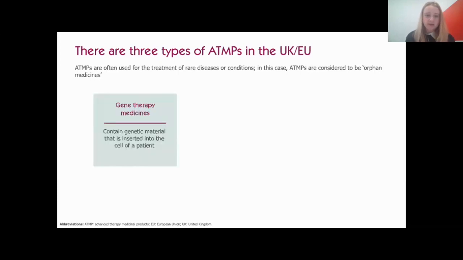process. So the first is gene therapy medicines, which contain genetic material that is inserted into the cell of a patient. Again, this can be done in vivo or ex vivo, so delivered directly to the patient, or the cells can be taken out, reprogrammed, and then put back into the patient.